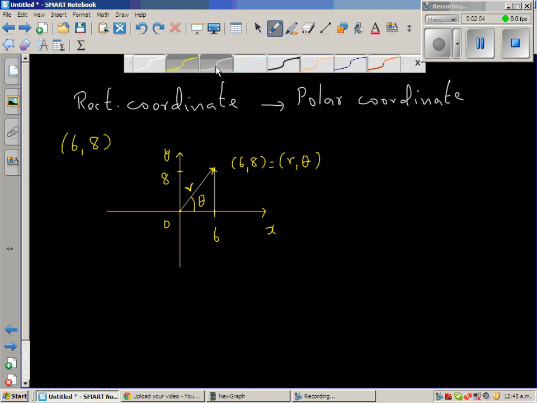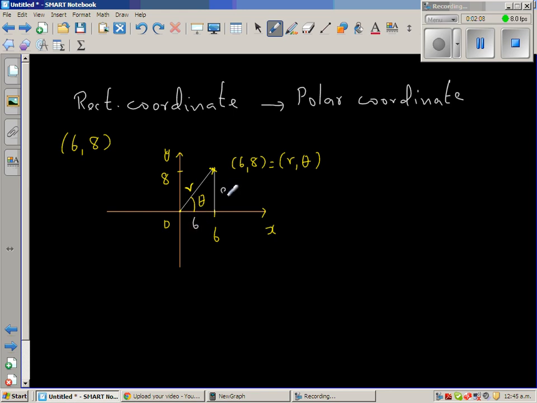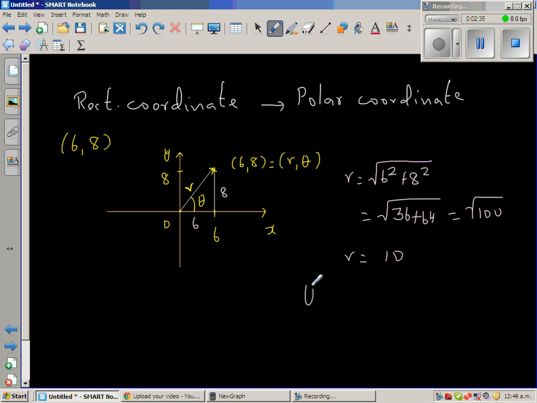Let me use a different color. So this distance is 6 and this distance is 8. So r is the square root of 6 squared plus 8 squared, which is the square root of 36 plus 64, which is the square root of 100, which is a neat number, so r is 10. And theta is tan inverse of opposite over adjacent.